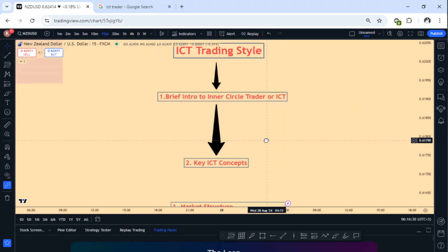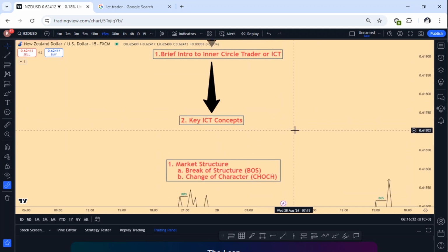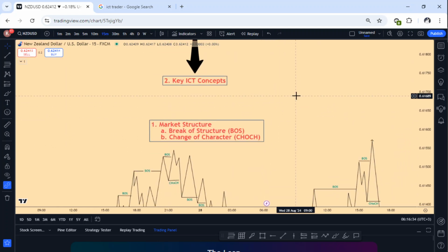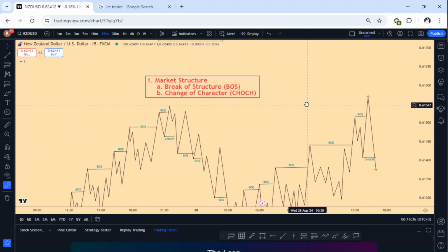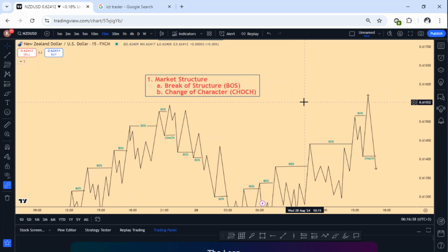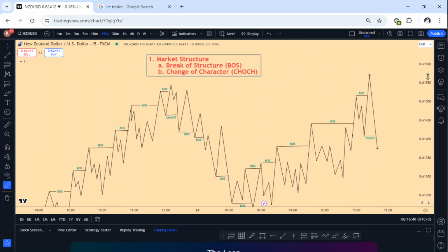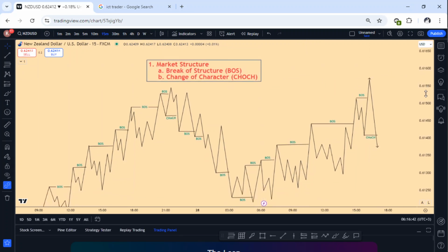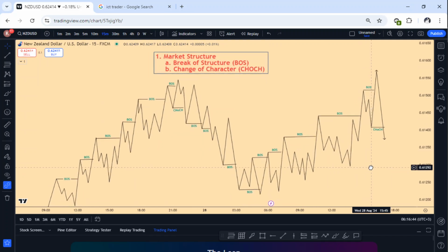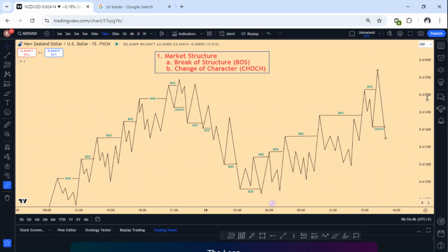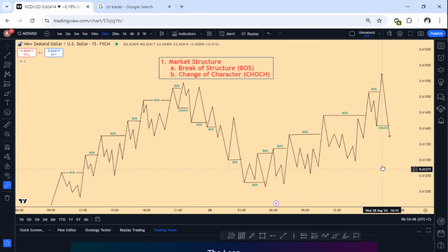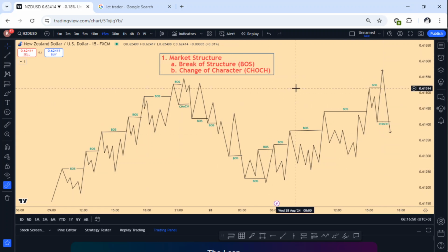Now let's go to the key concepts of ICT. The first key concept of ICT that you need to know is called market structure. This is the core of ICT trading style. Every ICT trader knows market structure. So if you are an aspiring ICT trader, you must know what market structure entails.